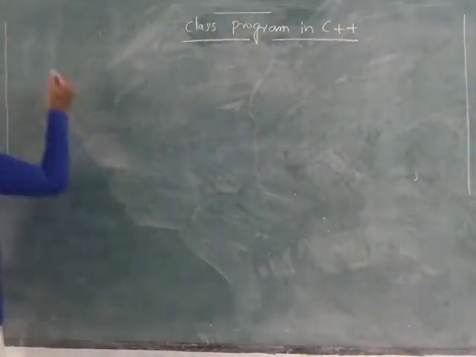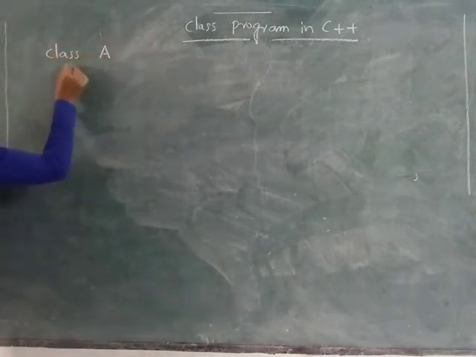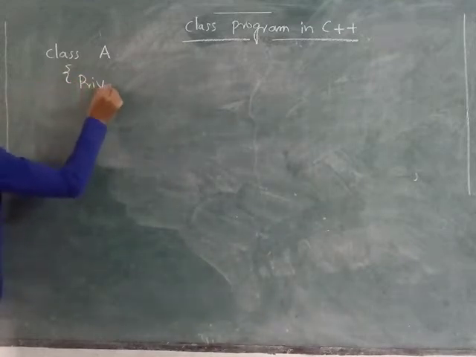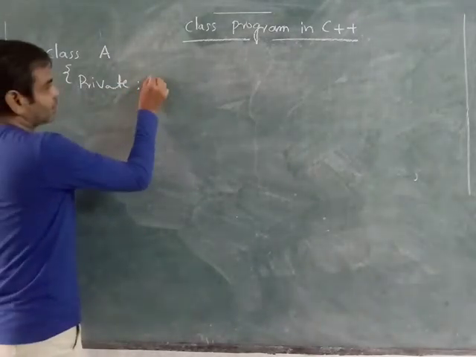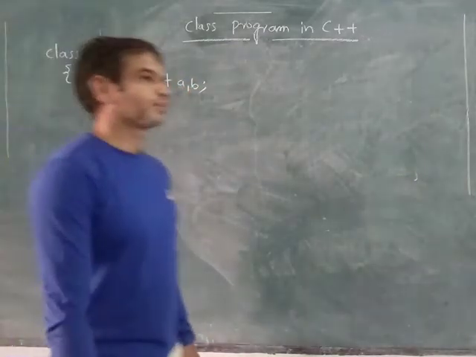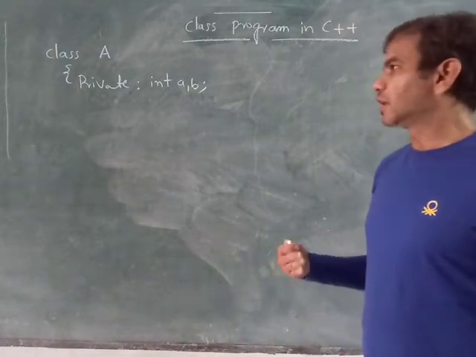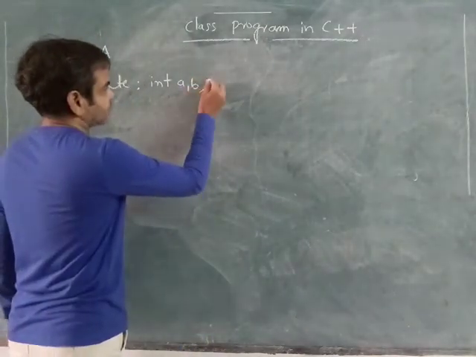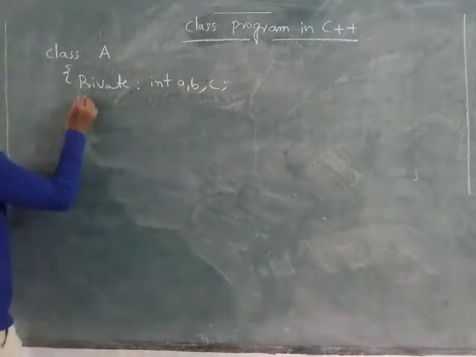So first of all, I am declaring a class template, class A. First private. In private, I am declaring integer a comma b. So here in private, I am declaring a comma b. I am doing addition or subtraction, I am doing sum. So for that purpose, I am taking c as a variable. Then public.